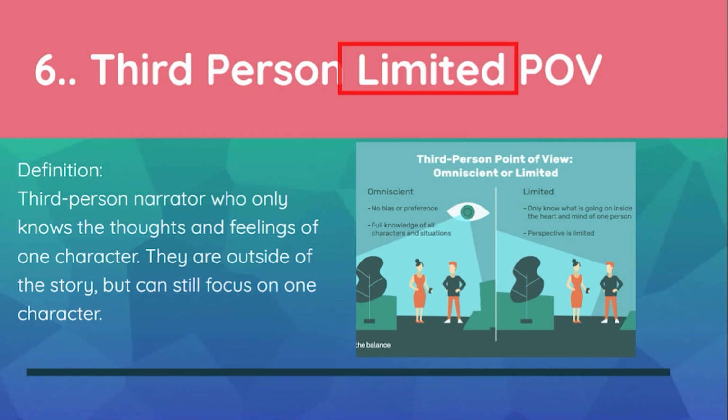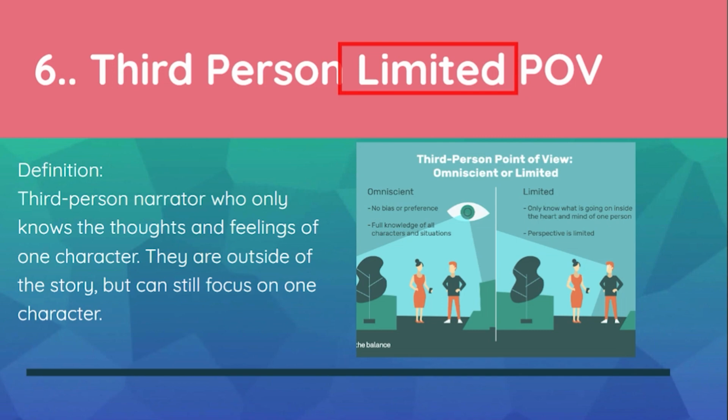So when we're comparing the two over here, it says for omniscient, the author has no bias or preference. They have a full knowledge of all the characters in all situations. But in a limited third-person point of view, they only know what's going on inside the heart and mind of one person. Their perspective is limited. You're going to focus really deeply in on one character, but there's going to be other characters that you don't know all their details or what's going on in their heads.